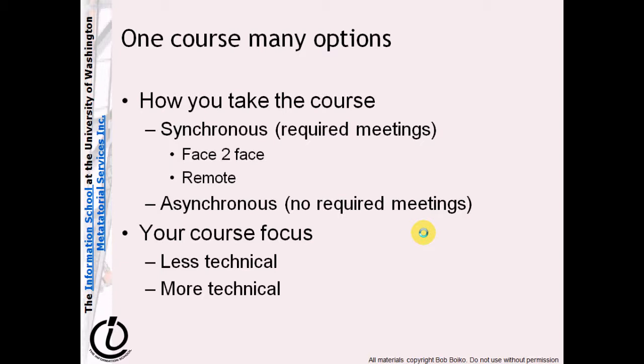In addition to that, there's another kind of axis of choice here, and that's whether you want to take a less technical or a more technical track. And we'll talk more about that in a moment. So you can be face-to-face taking a less technical track, or face-to-face taking a more technical track. You could be remote doing less or more technical, or asynchronous doing more or less technical. So lots of different possibilities, lots of different options, lots of different categories you can put yourself in to make the most out of this class and to take it in the way that is most convenient to you.